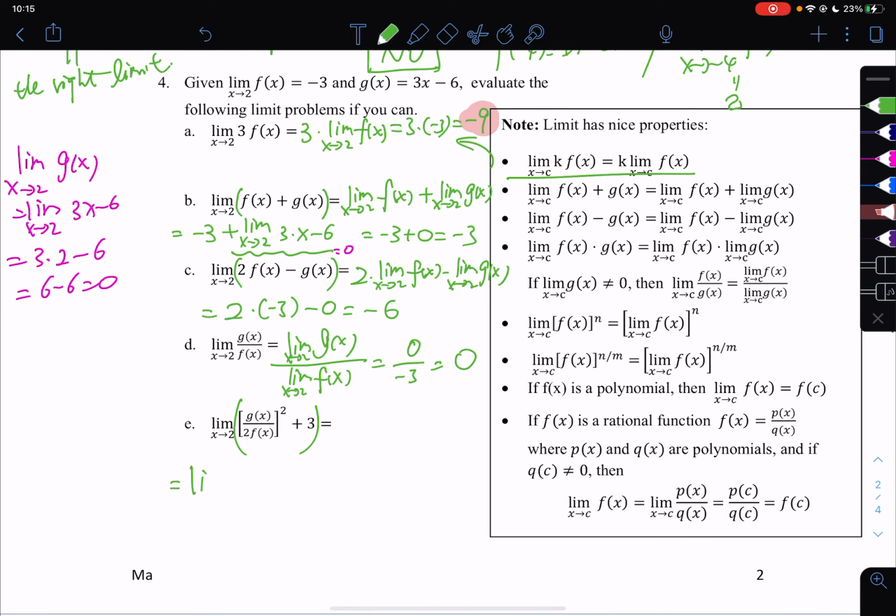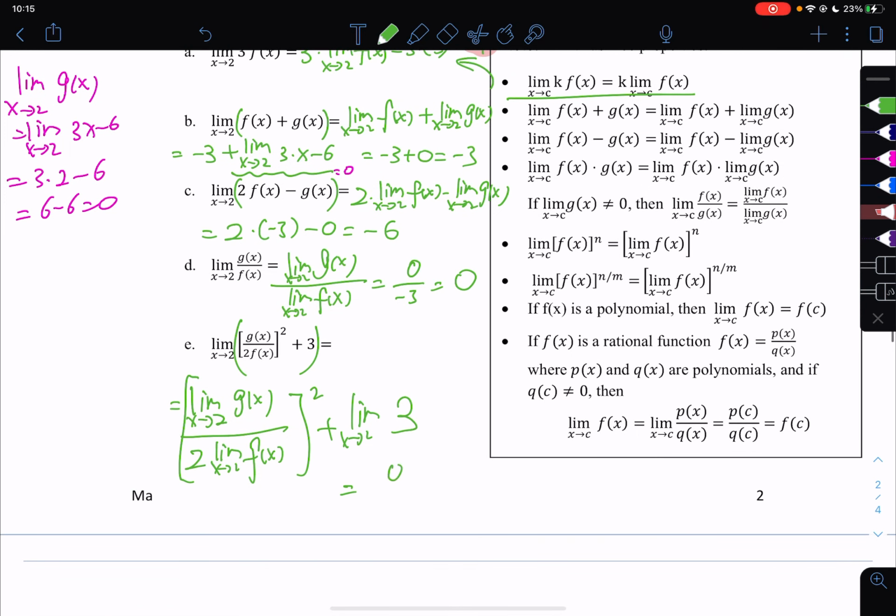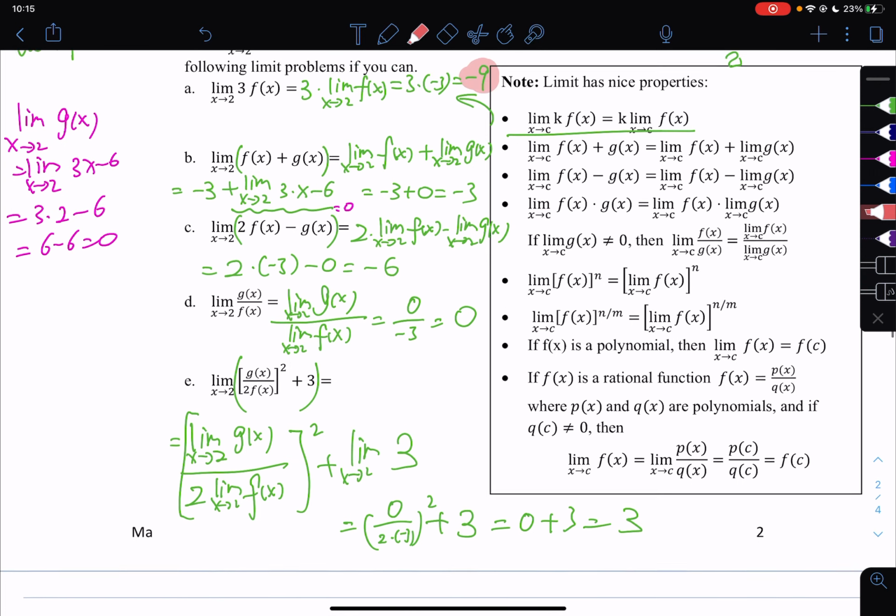The last problem tells you to find the limit of g of x divided by twice the limit as x approaches 2 of f of x, squared, and then added to the limit of 3. Well, this is like 0 over twice negative 3 squared, right? And then plus, okay, think about it. This is a constant function. No matter where I'm going, I'm staying at the same height. So the second half always has 3, so you have 0 plus 3. So you end up with a final answer of 3.